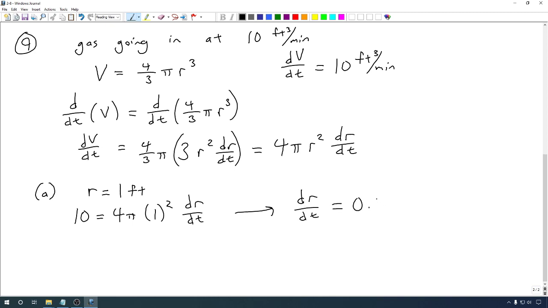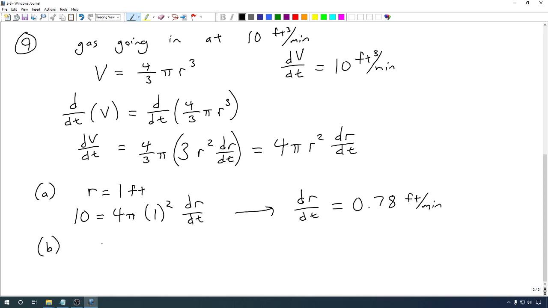Go ahead and use a calculator for this. And I'm rounding it to 2 decimal places. I get 0.78 feet per minute. Of course, here, keep in mind I'm using the units that we're dealing with. So everything was in feet and minutes before. So we have feet per minute.